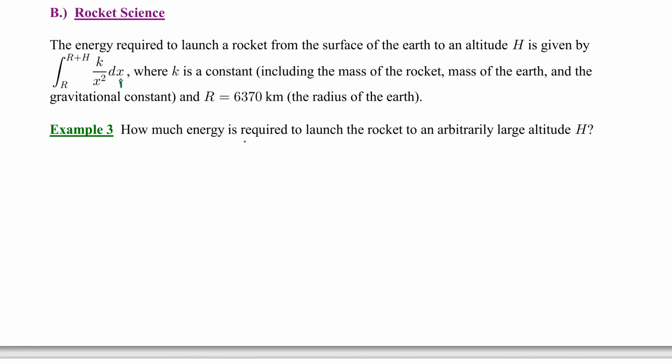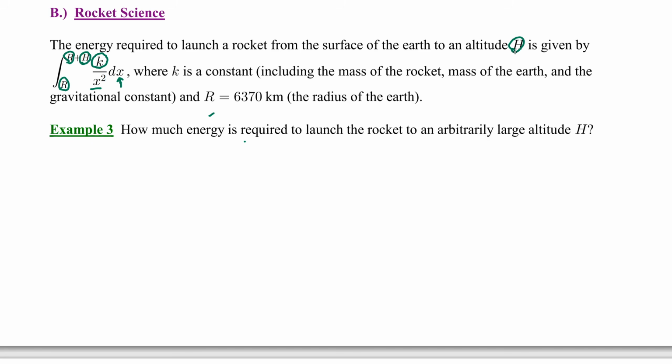Notice the variable of integration here is x, so the integrand is a function of x. That means k is a constant, and in particular, k is a constant which includes the mass of the rocket, the mass of the Earth, and even the gravitational constant. Capital R is also a constant. It's equal to 6,370 kilometers, which happens to be the radius of the Earth. And then finally, h is also a constant, and that's the altitude to which we're going to launch the rocket. And this is also measured in kilometers.